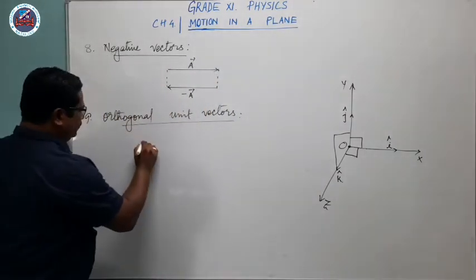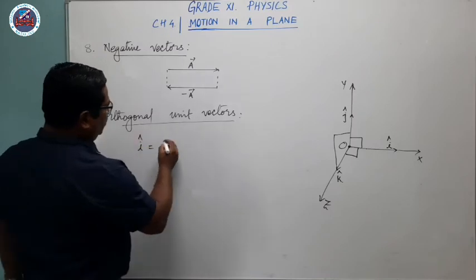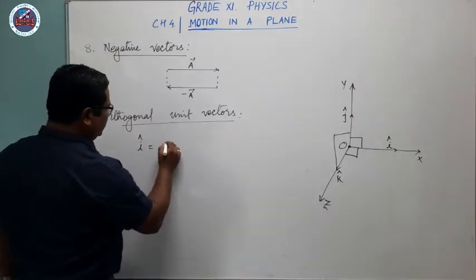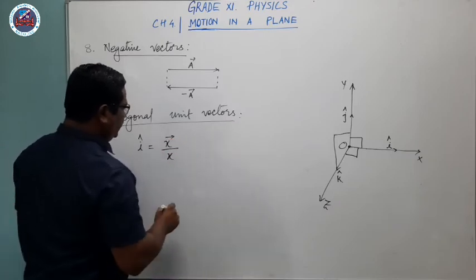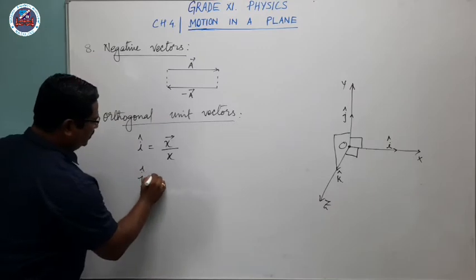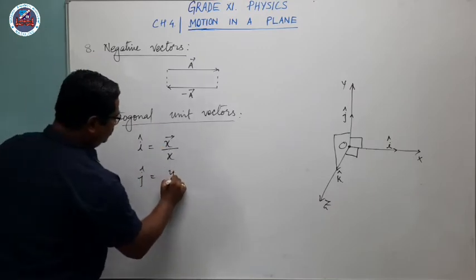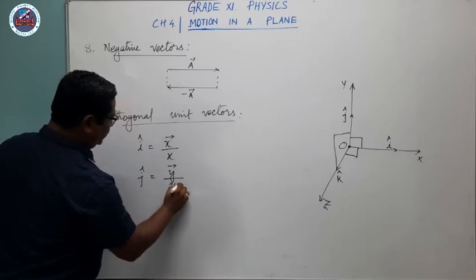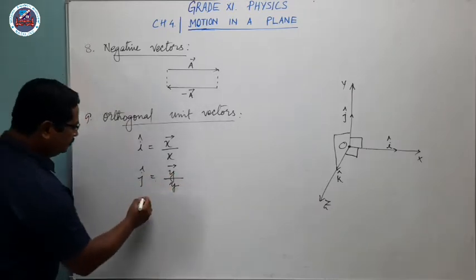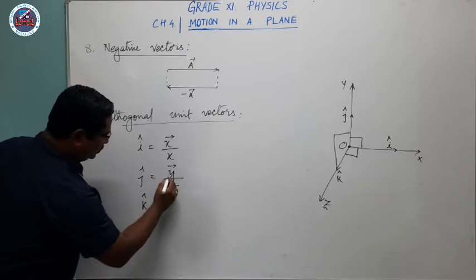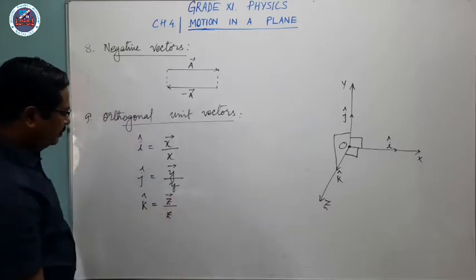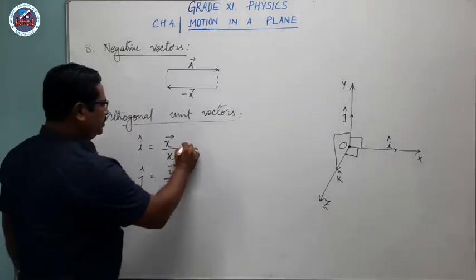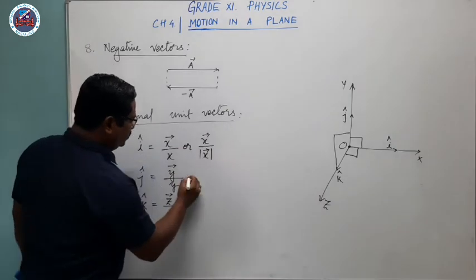And i cap here is equal to the vector itself, i cap is representing the x axis. Vector along the x axis divided by the magnitude of x. j cap, here it is the vector y divided by the magnitude of vector y, and k cap is equal to z divided by the magnitude of z, or you can write this simply as z.